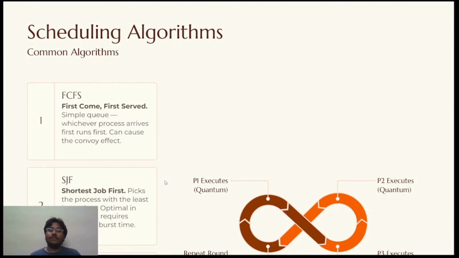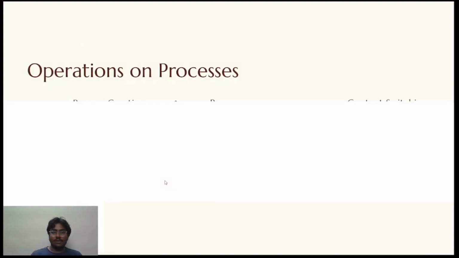And round robin, which is the most important scheduling, each program gets an equal time slice. For example, a process runs for 10 milliseconds, then the next process runs. This ensures fairness and it is widely used in real systems.